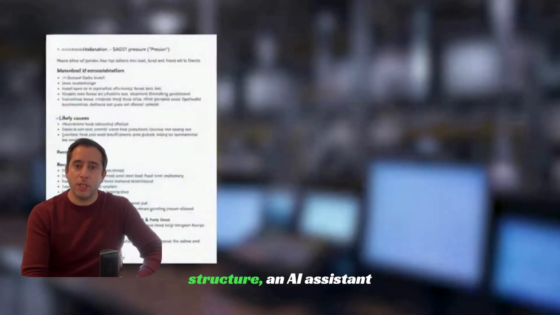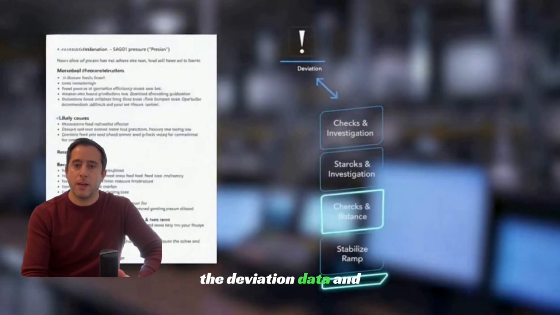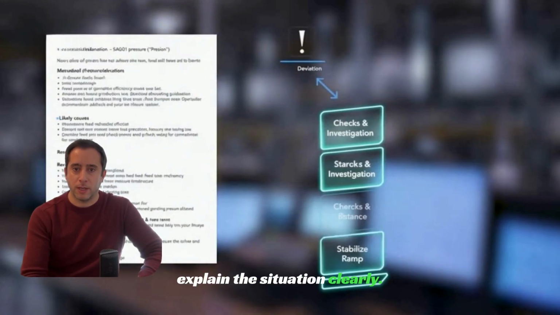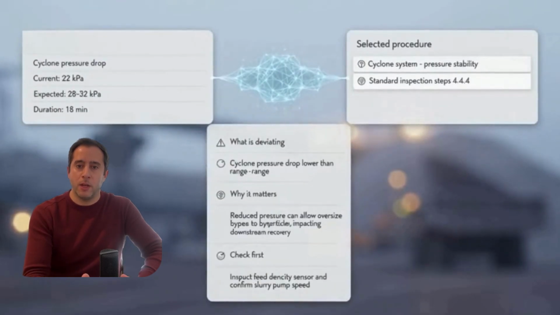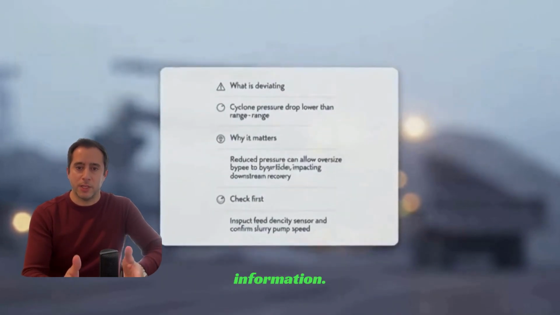On top of this structure, an AI assistant is used. The AI does not control the process, it does not replace operators or engineers, and it does not invent causes. The AI only uses the deviation data and the relevant SOP content provided by the system. Its role is to explain the situation clearly. What is deviating? Why it matters? What should be checked first? This turns data and procedures into clear, decision-ready information.